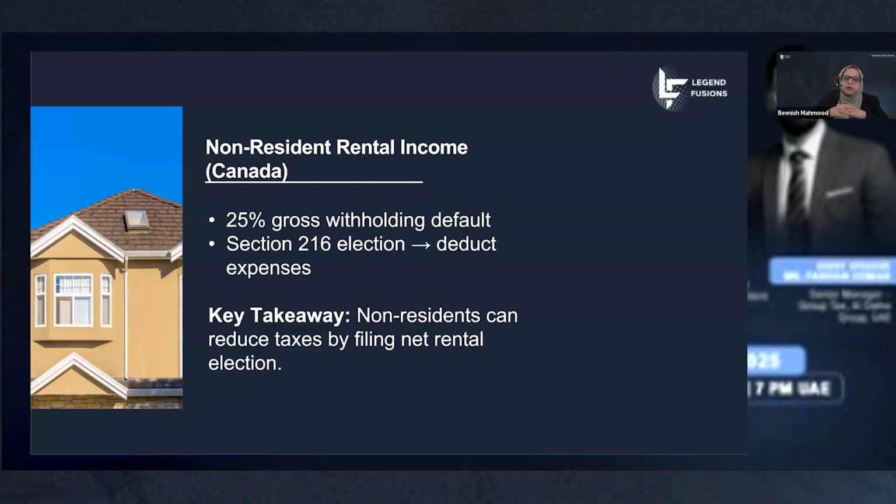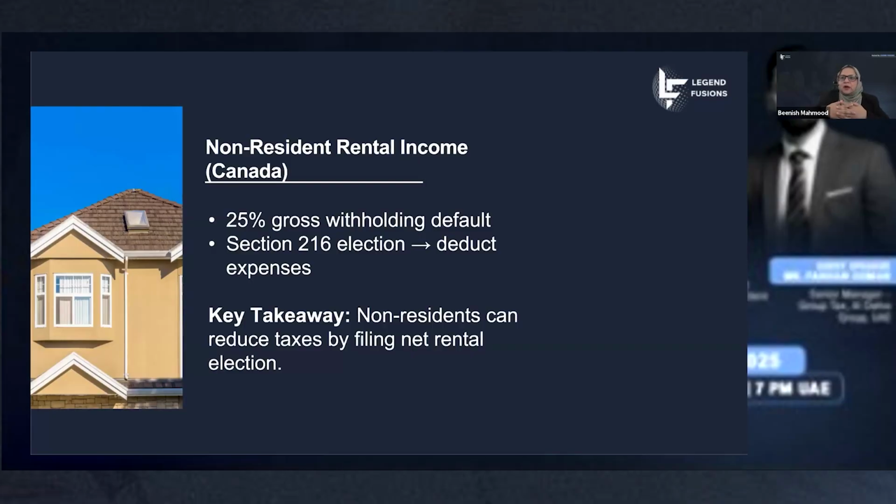And option two is you can file a Section 216 tax return, which basically allows you to report your net rental income. That is after deducting things like, again, the mortgage interest, property tax, insurance, etc. And this usually means you will pay less tax. And if too much was withheld, let's suppose that 25% was definitely more than your net rental income, then you can even get a refund.